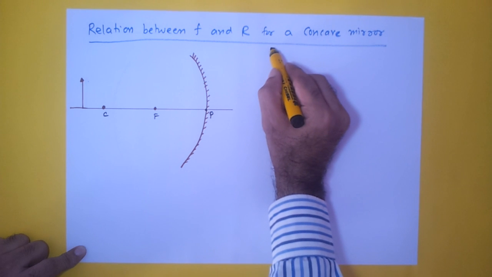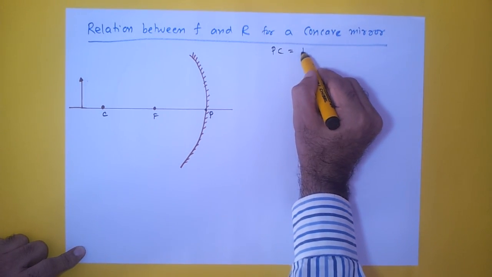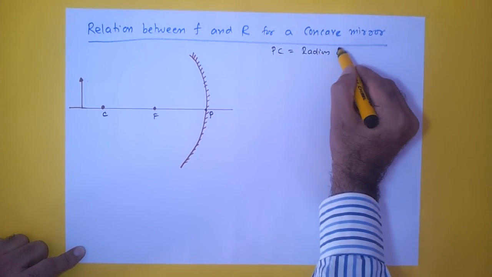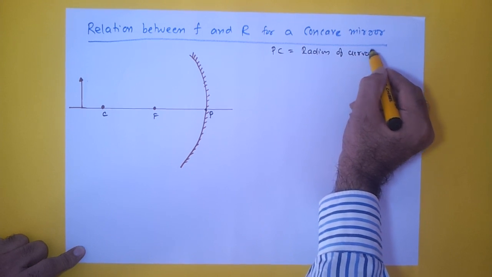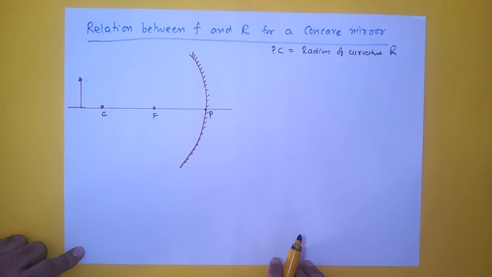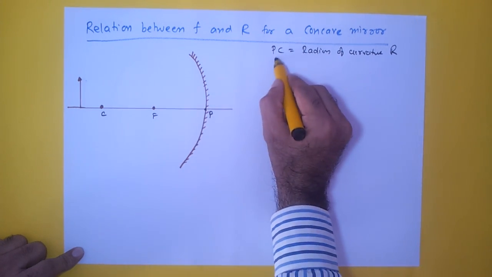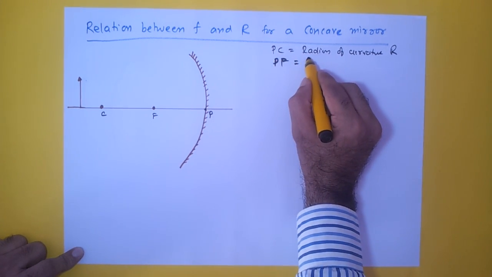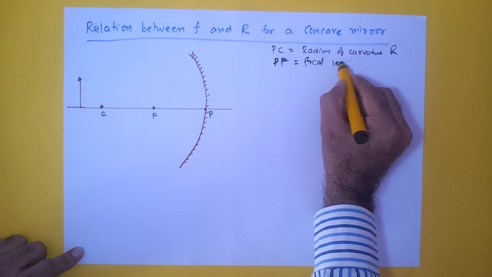PC will be the radius of curvature, which is denoted by capital R. So PC is equal to R, radius of curvature, and PF is equal to the focal length F.